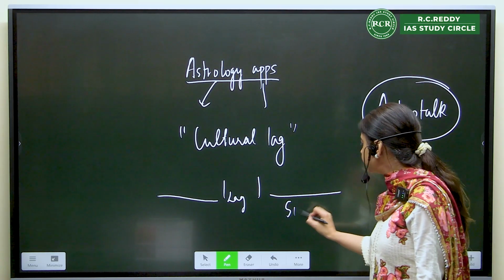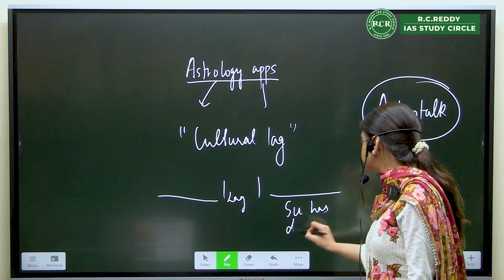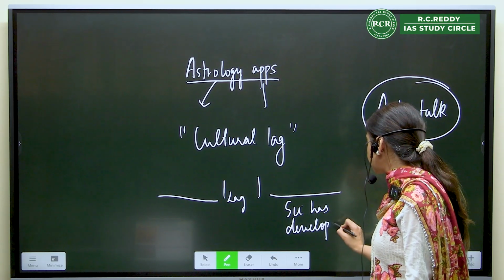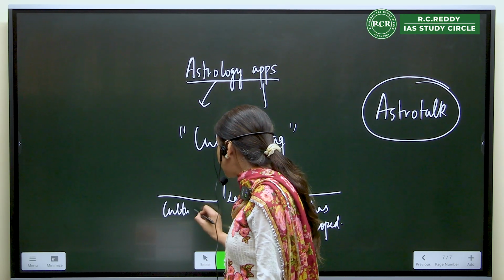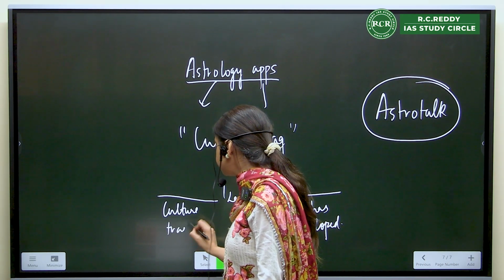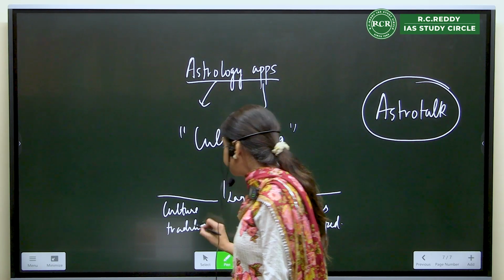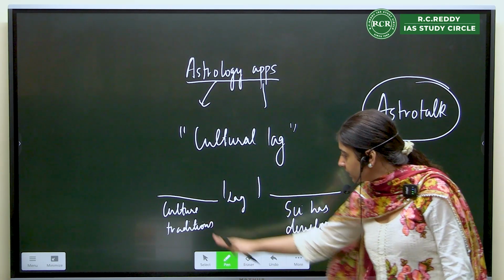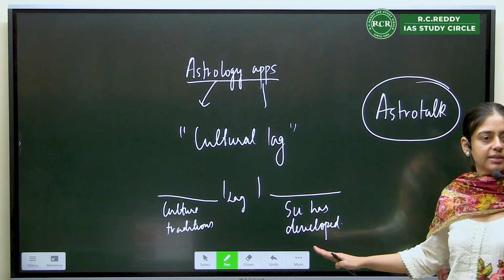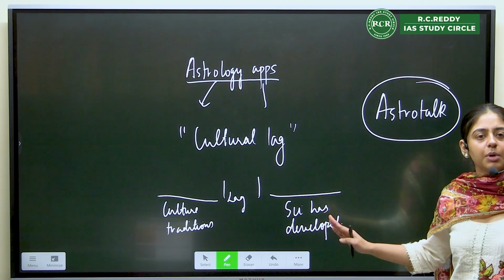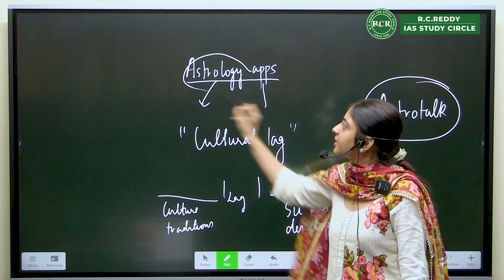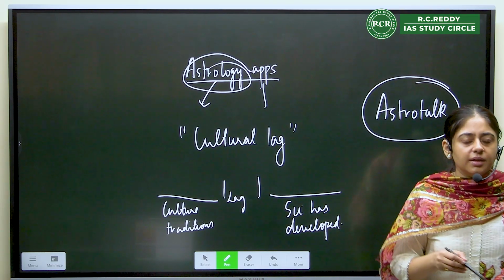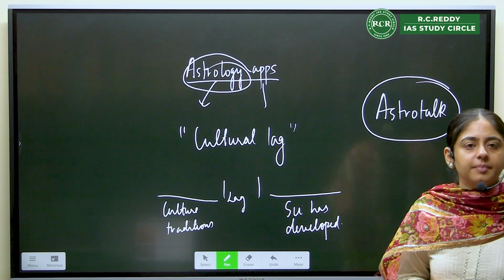Science has developed, but we are still following the culture and traditions. In fact, we are molding these cultures and traditions with science. Ideally, what should be happening is that with astrology, etc., we should not be believing in them.